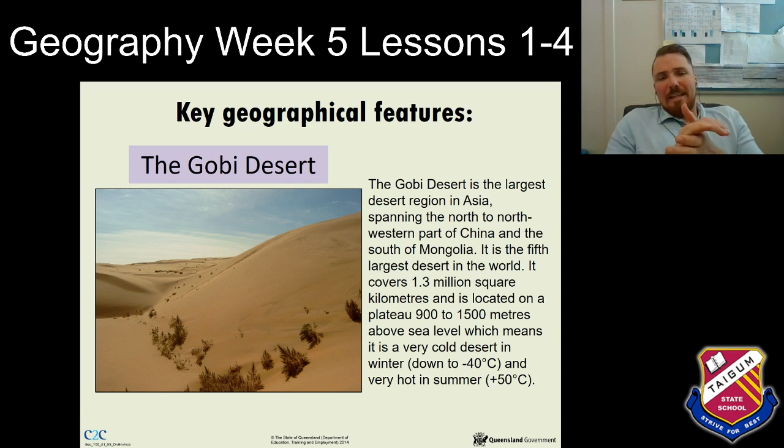So there's some key or important geographical features. One of them is the Gobi Desert. It's the largest desert region in Asia. It spans the north to northwestern part of China and the south of Mongolia. It's the 5th largest desert in the world. It covers 1.3 million square kilometres and is located on a plateau 900 to 1,500 metres above sea level, which means it's a very cold desert in winter, down to -40.